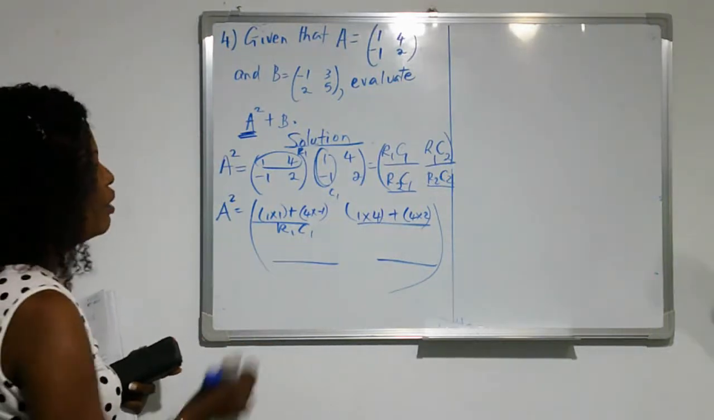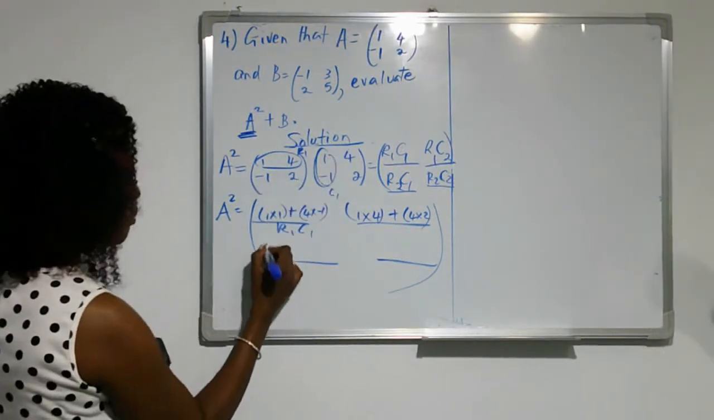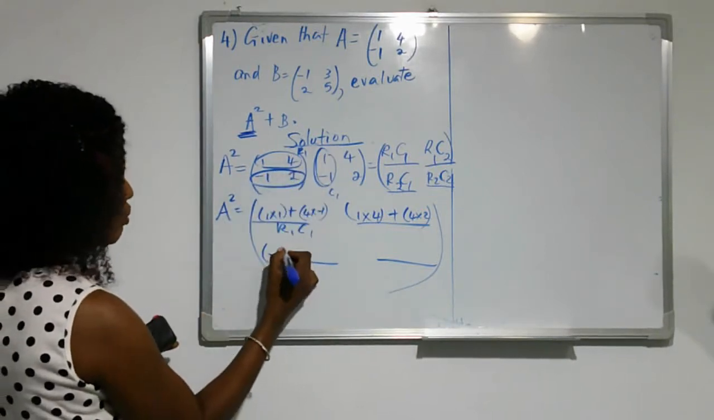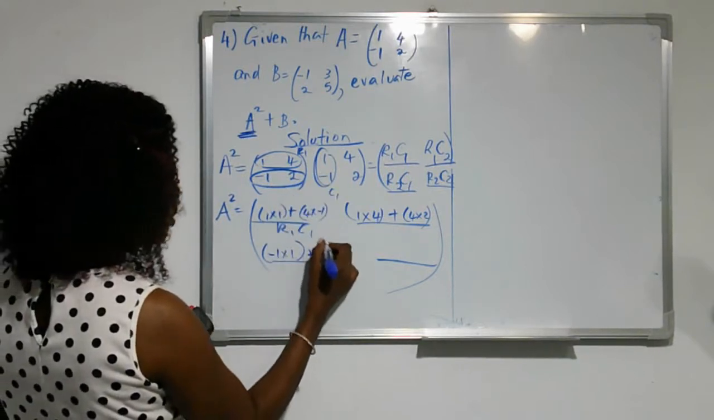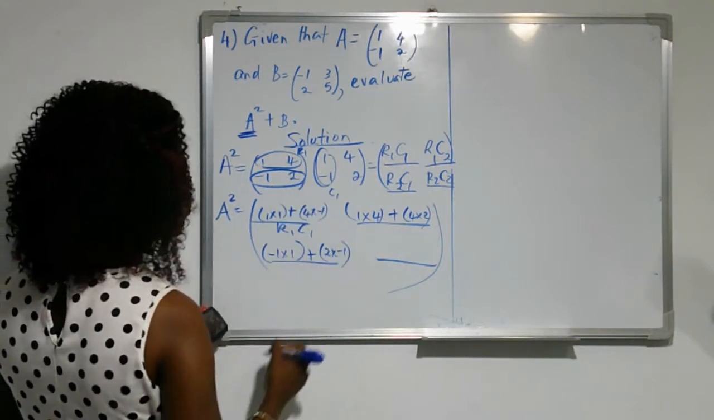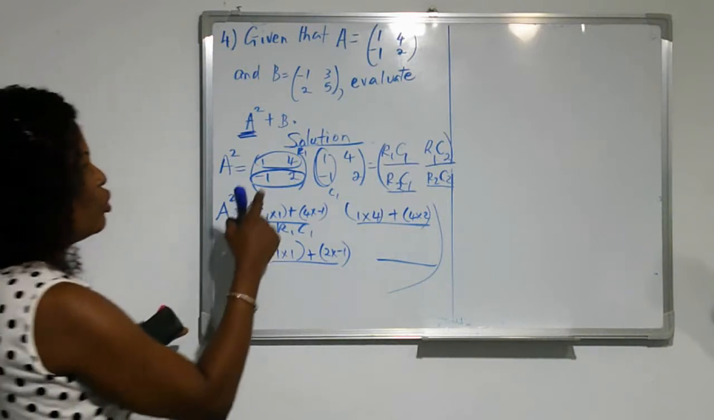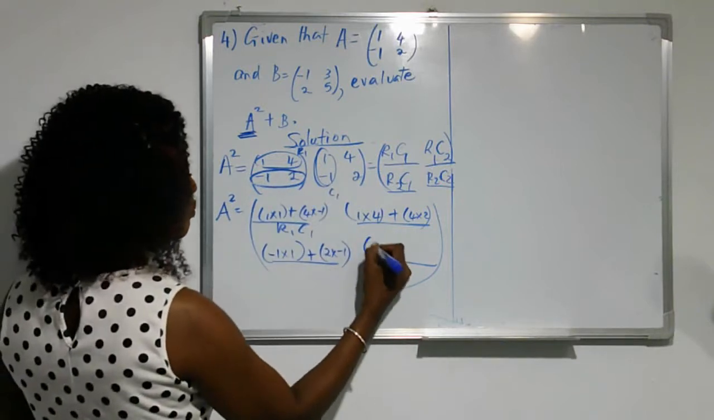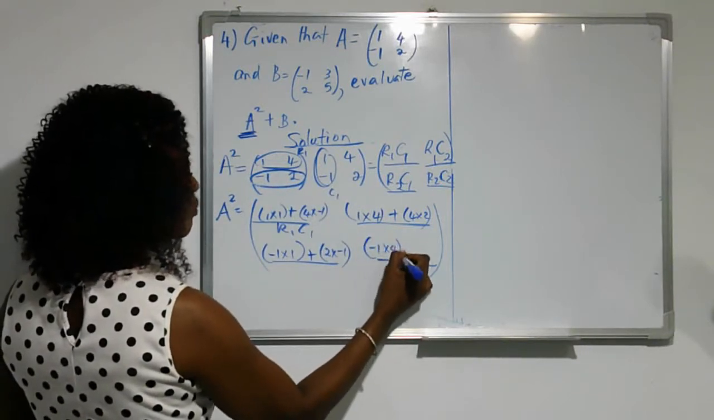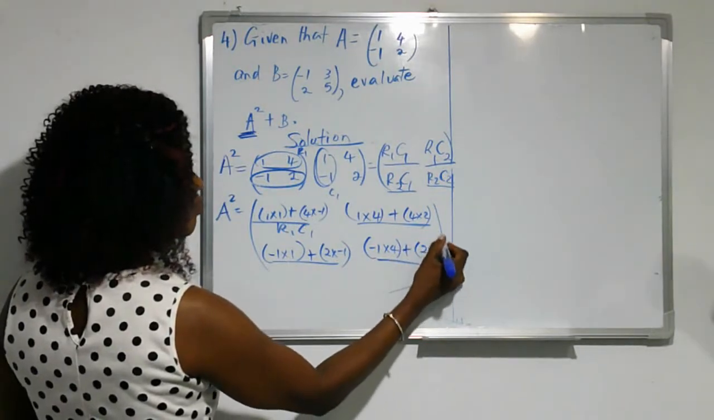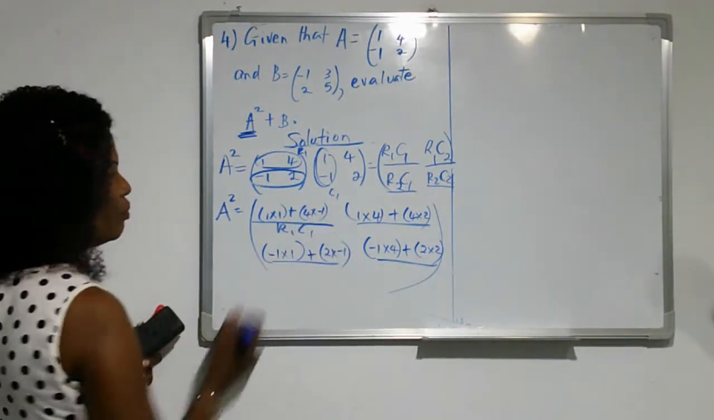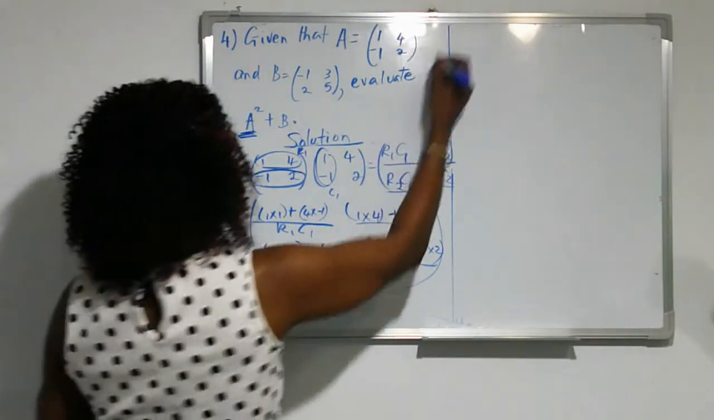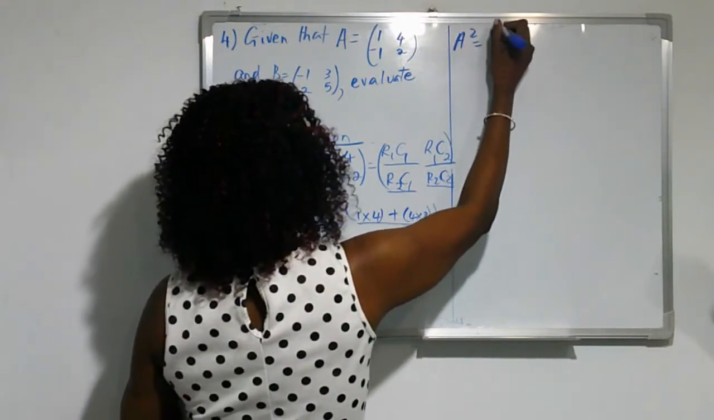Get that so far? Now negative 1 times 1, that's row 2. Negative 1 times 1, and 2 times negative 1. Row 2, column 2. First with first, second with second. Okay? Now we're going to write our answers. Tidying it up again, A squared.